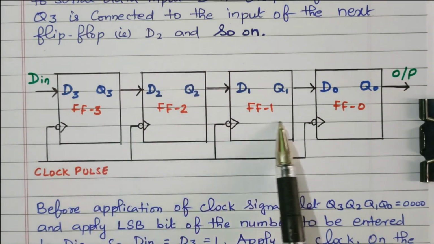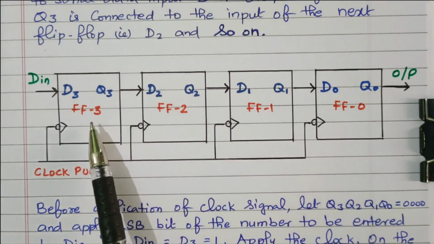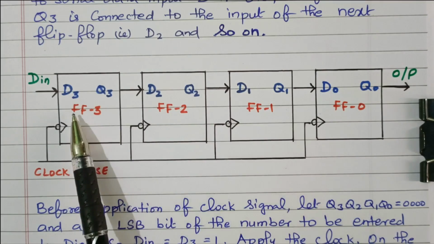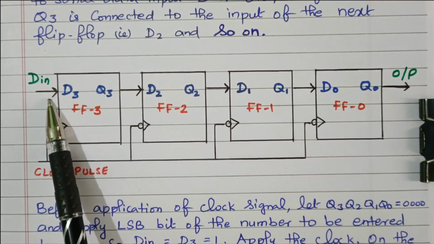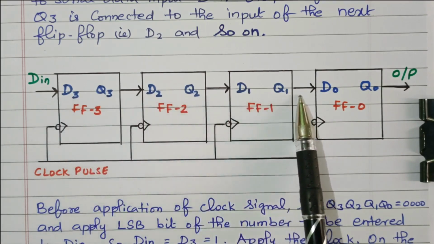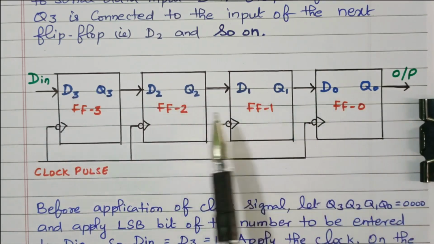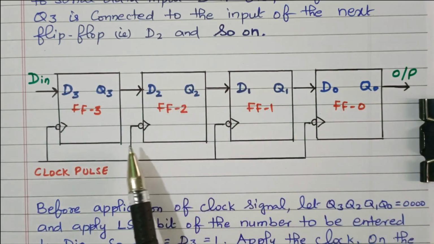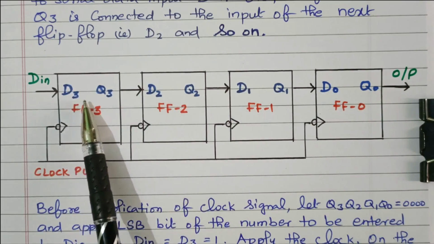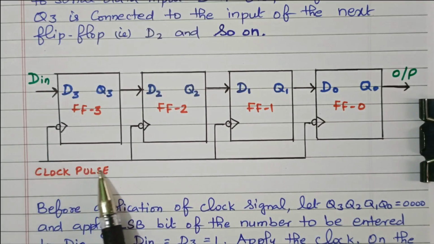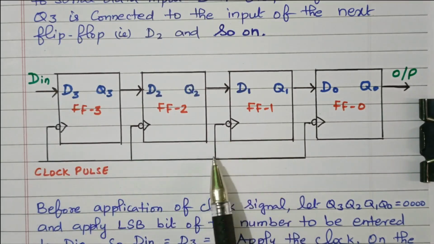So there are 4 registers available, made up of D flip-flops: flip-flop 3, 2, 1 and 0. The data input is sent serially and passes through serially, and the output is also taken as serial. The data input is serial as well as the data output. This is the D input, this is the output, the present state. The clock pulse is given to all the flip-flops.